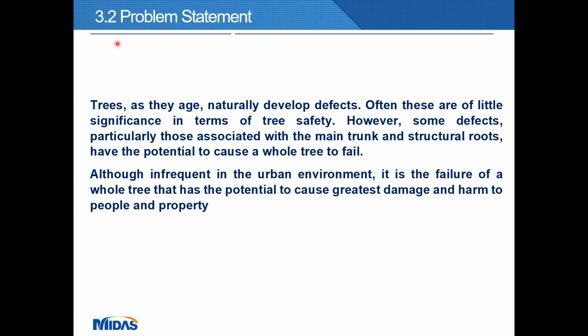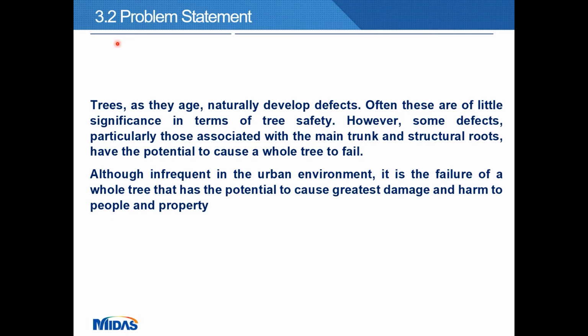So what is the problem statement about tree stability? Basically, trees, as they age, naturally develop defects. Often, these are of little significance in terms of tree safety. However, some defects, particularly those associated with the main trunk and structural roots, have the potential to cause a whole tree to fail. If we have pedestrians, infrastructure, or people running around, we will have a higher risk of creating an impact on society or the country. So the main focus of the risk safety analysis will be to prevent these conditions.